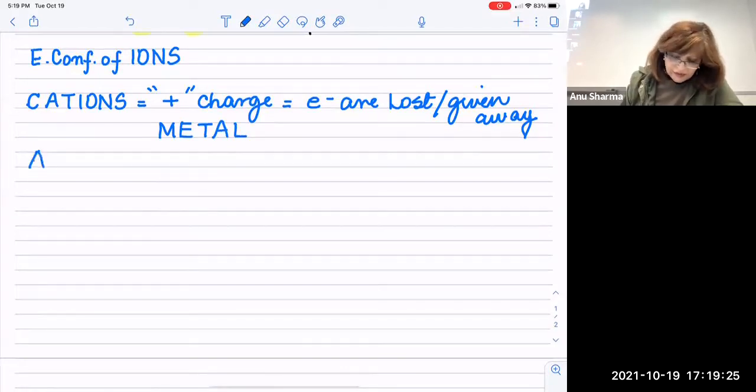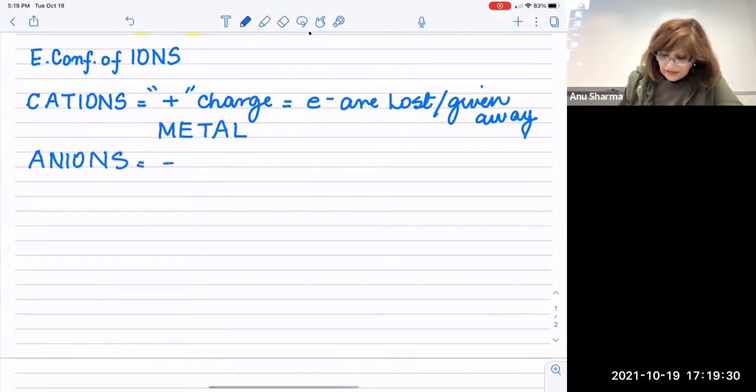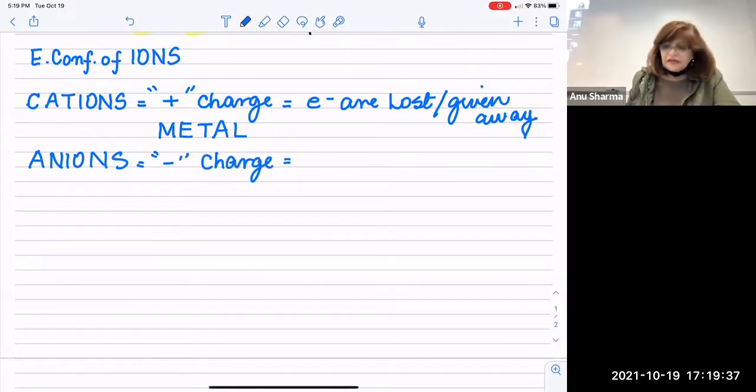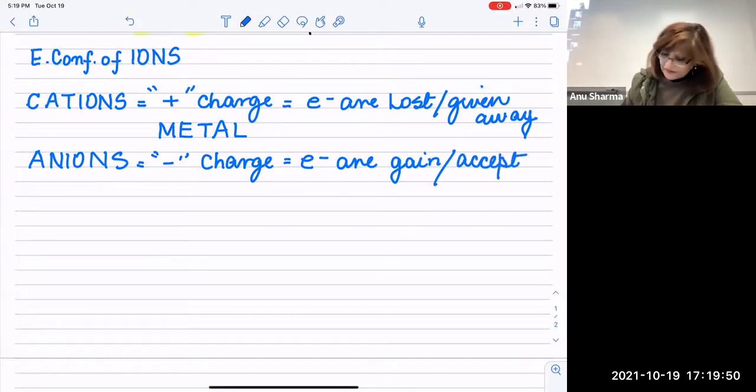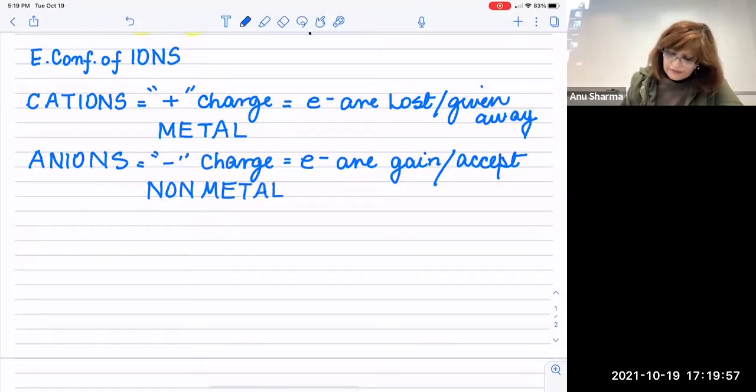Next is the anion. Now anions are those species that have a negative charge, and how many negative charges or how many positive charges, that depends on how many electrons are lost or gained. So here in the case of anions, the electrons are gained, so they accept the electrons. The metals give away electrons, and the non-metals accept the electrons. So generally the non-metals will make anions. Okay, so this is one piece.